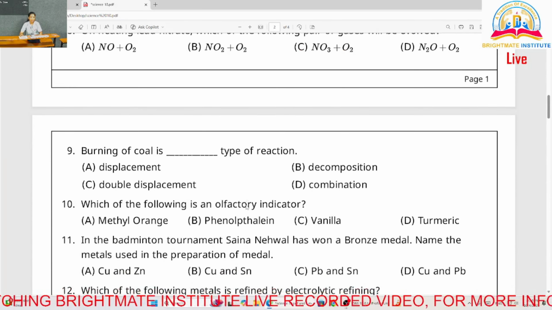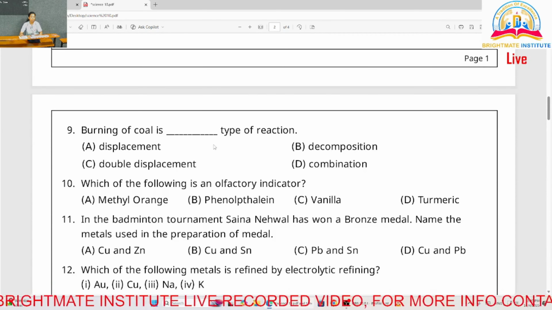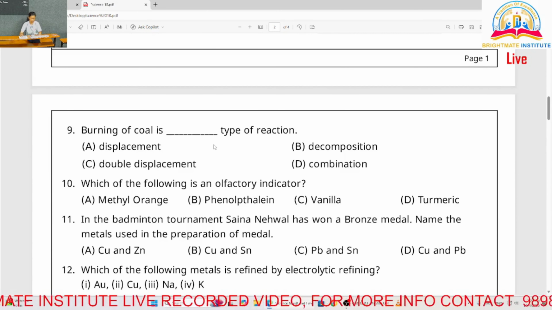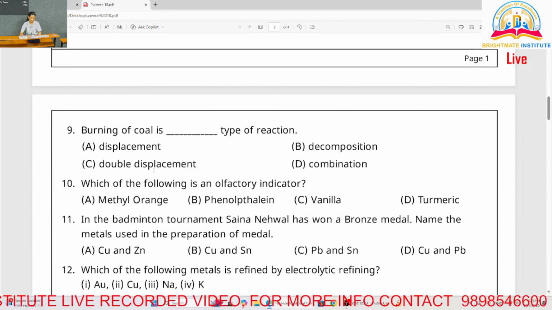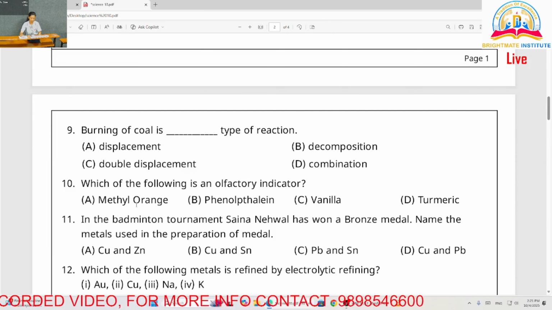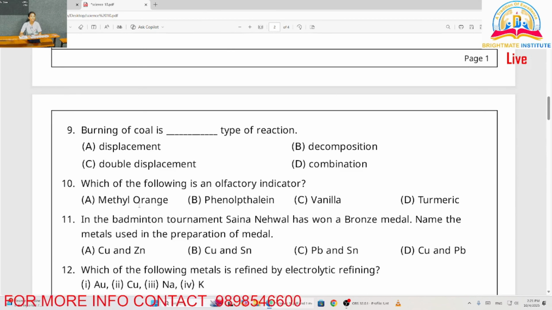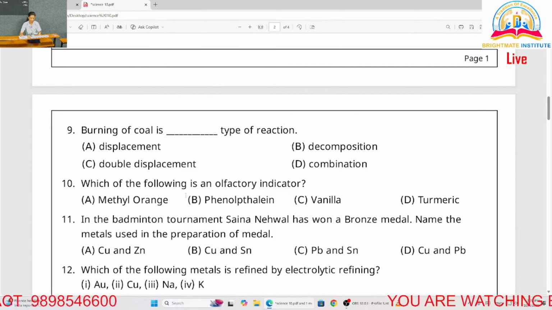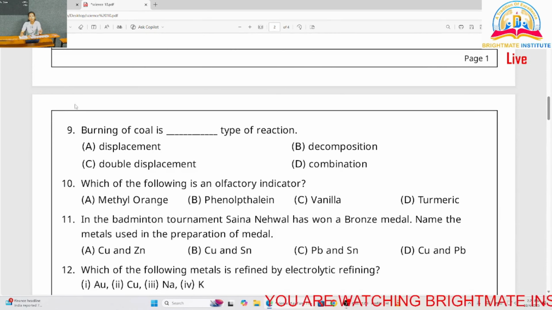Now ninth one is, burning of coal is a blank type of reaction. So burning of coal, now we have learnt displacement, decomposition, double displacement, combination. So burning of coal is a reaction where something combines and gives a product. So in reactants, two or more reactants are reacted and it gives a product. So the correct answer is combination. So burning of coal is a combination type of reaction, that is option number D.